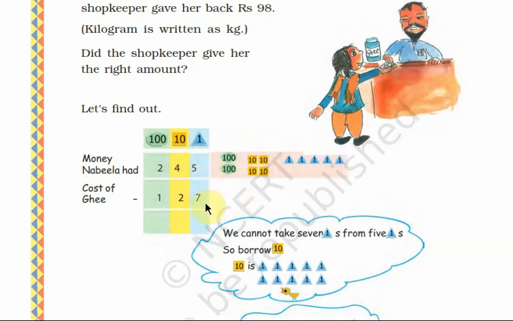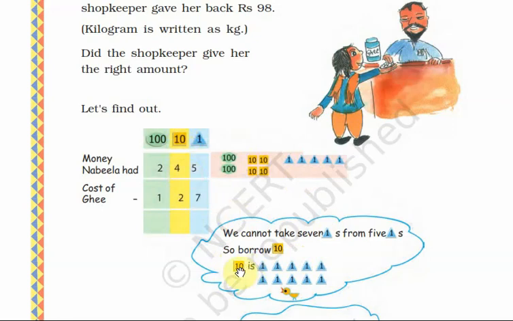Is 5 minus 7 possible? No. Why? Because 5 is smaller than 7. So 5 minus 7 is not possible. In such cases, what do we have to do? We have to borrow from the tens place. We have to borrow 1 ten from the tens place. See, we cannot take 7 ones from 5 ones. We cannot deduct 5 minus 7. So what do we have to do? Borrow 10. What do we have to borrow? We have to borrow 1 ten from this tens place.